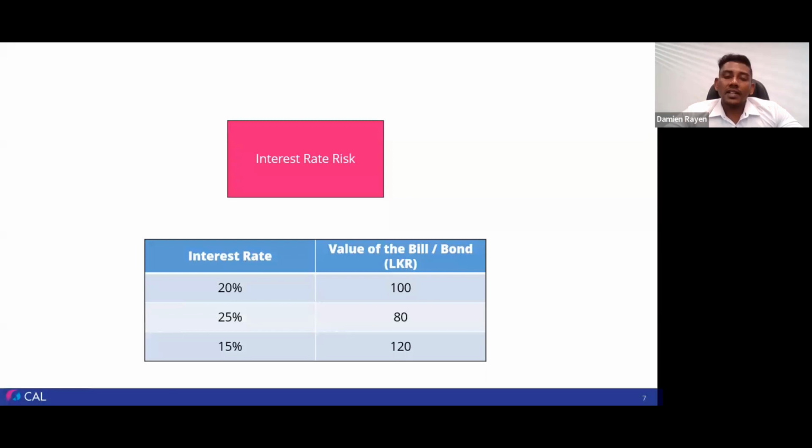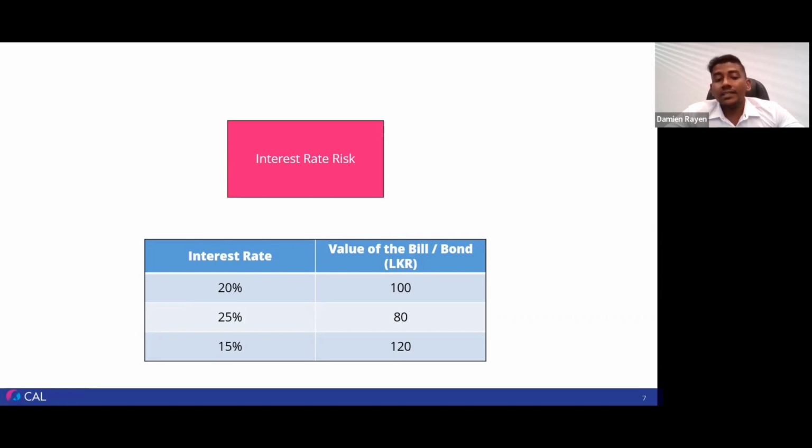So how the interest rate risk works is, so let's say you are buying a bond or a bill by paying, for example, 100 rupees today. And the interest rate on that investment today is 20%. You are buying a 1 year bill. So if you hold this bill till maturity, which is 1 year, you will get the full value or the maturity value to your hand.